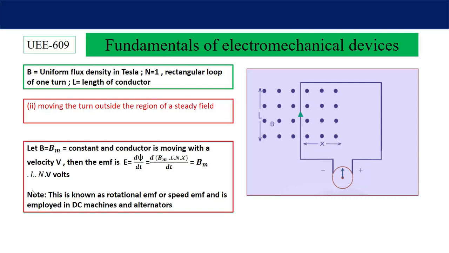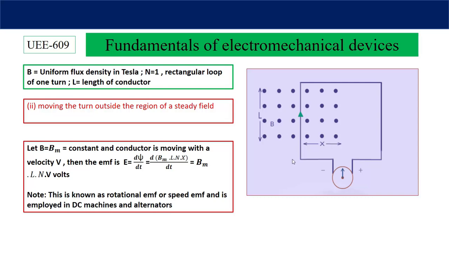Let's proceed. As the conductor is moving, this EMF is known as rotational EMF or the speed EMF, and it is found in case of DC machines and alternators.